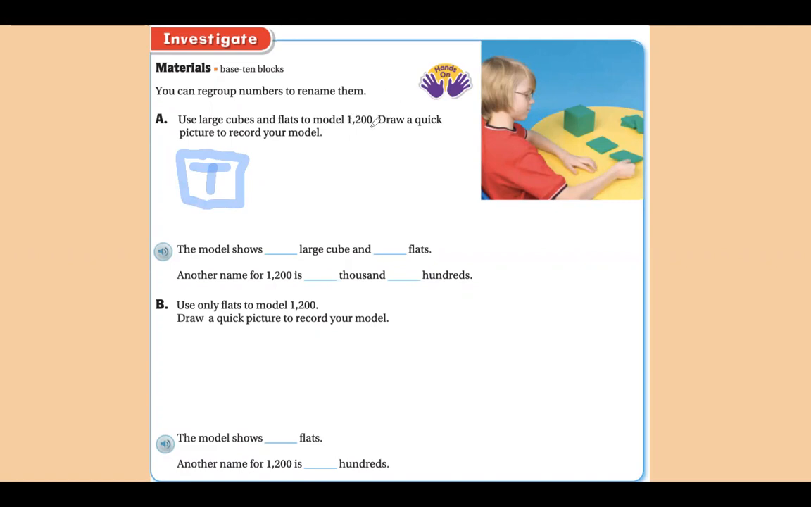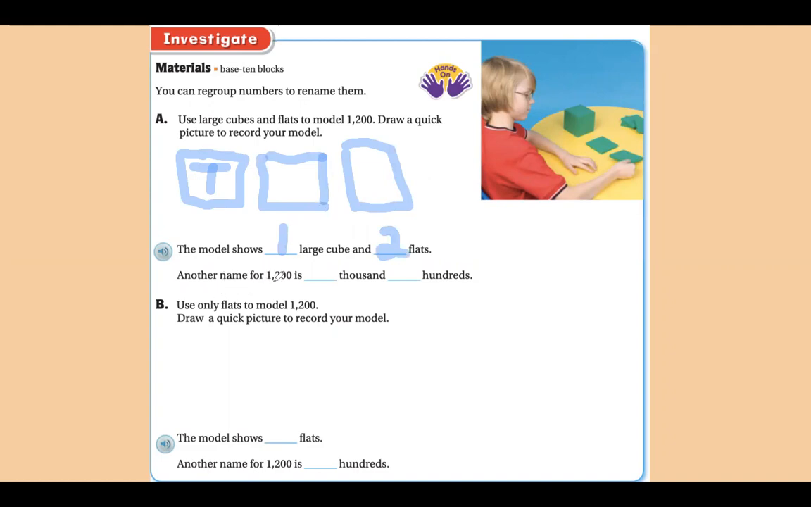And how could I represent 200? Do you guys remember the model for that? We called it a flat. That was just the square that was equal to 100. So I need to draw 2 of those. So this is my picture model of 1,200. The model shows 1 large cube and 2 flats.